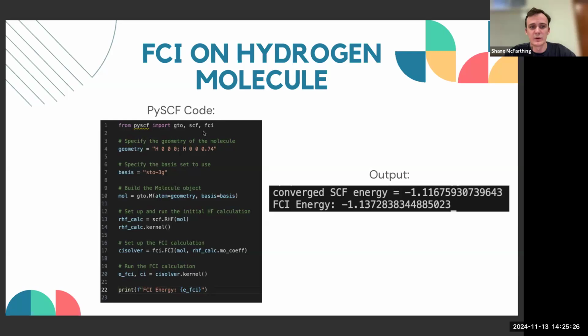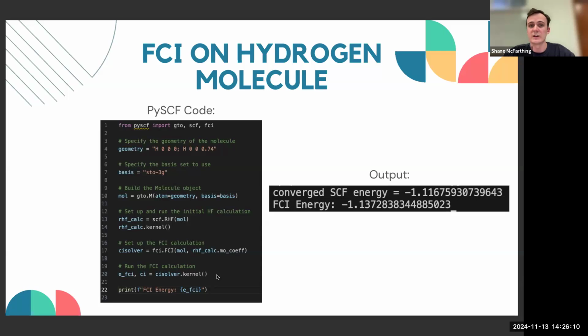So we have the same steps where we specify the system and the basis set, we create the molecule object, and then run a Hartree-Fock calculation. But then for the full CI method, we simply create a full CI object with the molecule and the optimized orbitals from the Hartree-Fock calculation, and then we run the full CI calculation with the dot kernel method. What that returns is an energy and a wave function. The energy, E_FCI, represents the exact energy for this system in the basis set that we chose. And the CI represents the wave function.